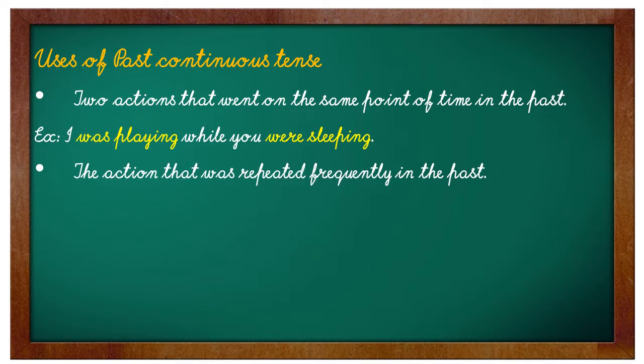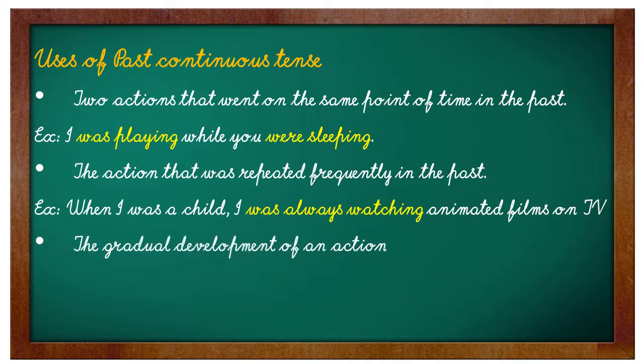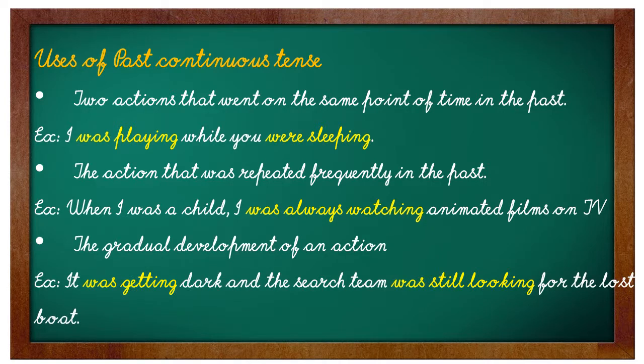Next, the actions that were repeated frequently in the past. That means past continuous tense can be used with words like always or constantly. It is used to talk about things that happened repeatedly but occurred in the past. For example, when I was a child, I was always watching animated films on TV. Third one, the gradual development of an action. For example, it was getting dark and the search team was still looking for the lost boat.